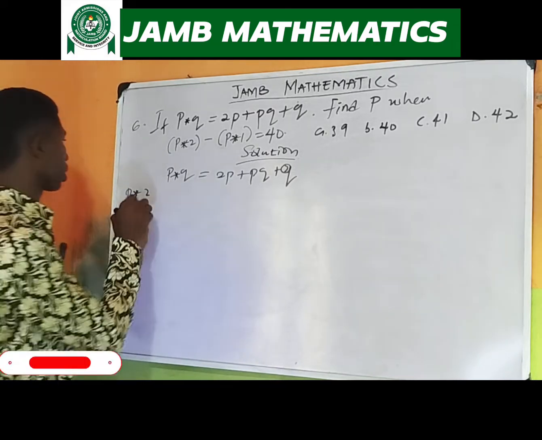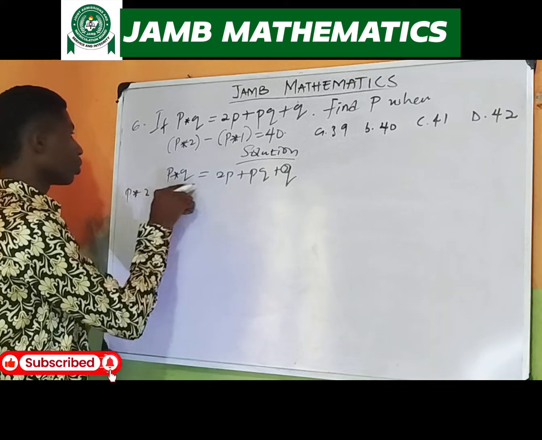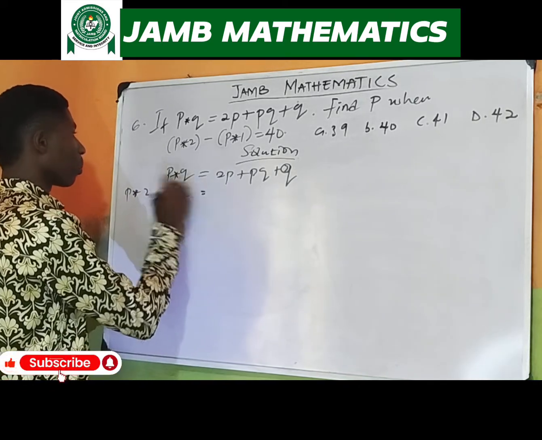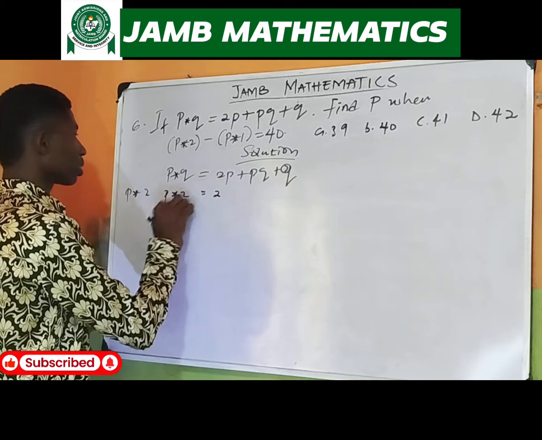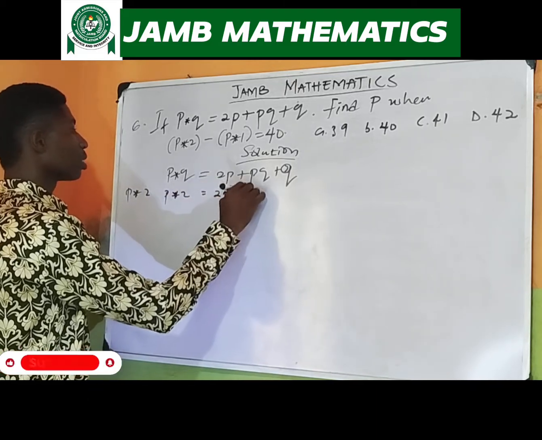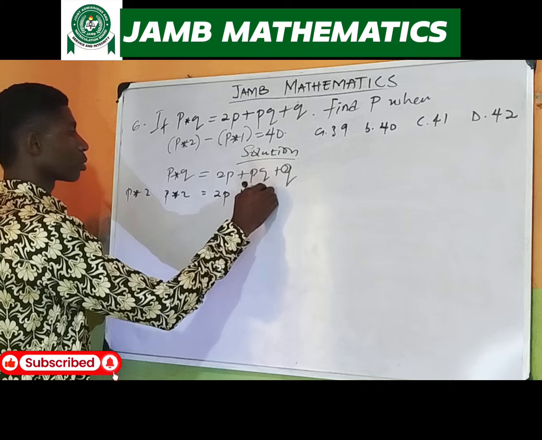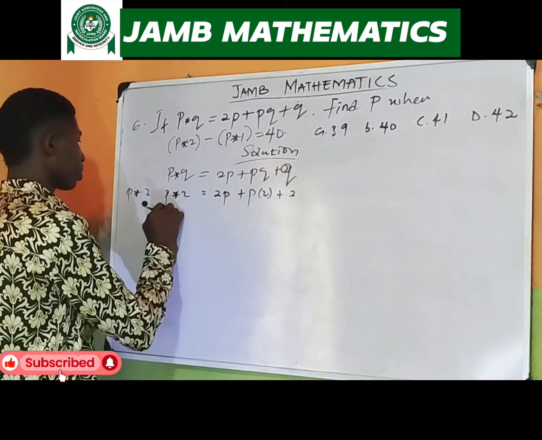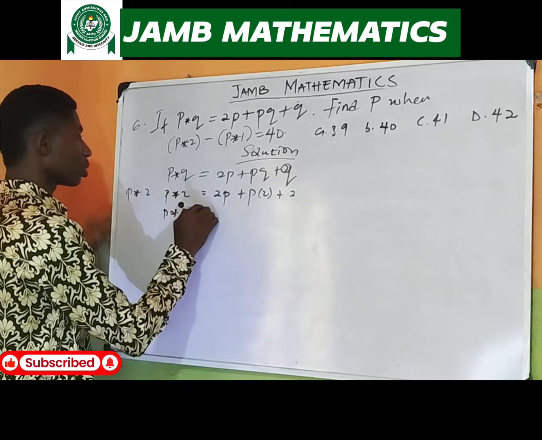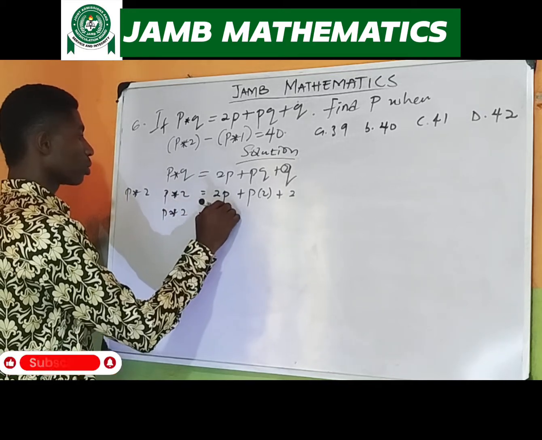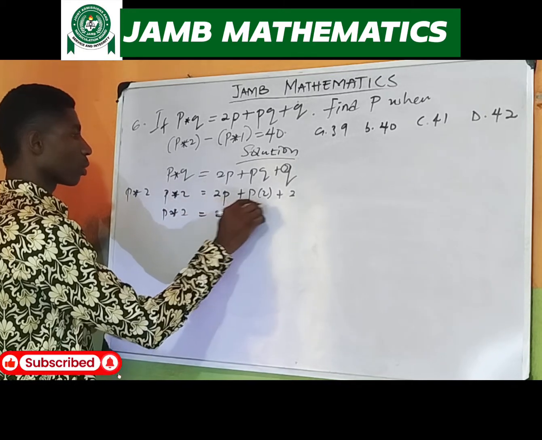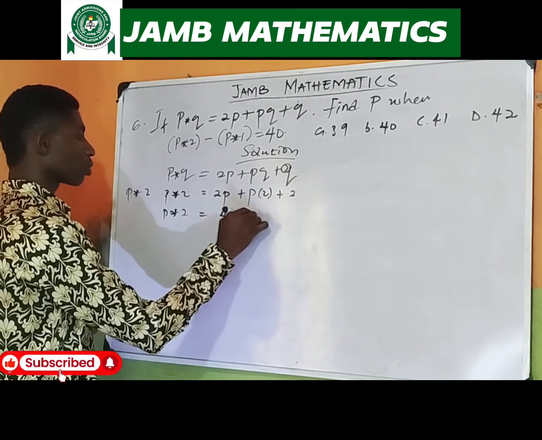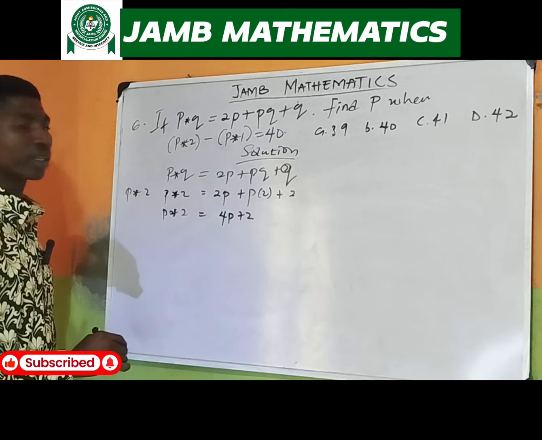P star Q means P is P and Q is 2. So P star 2 in comparison is what? 2 times P plus P times Q, where Q is 2, plus Q is 2. Hence we have P operation star 2 giving us 2P plus 2P plus 2, which is 4P plus 2.